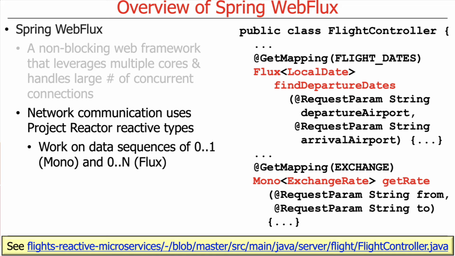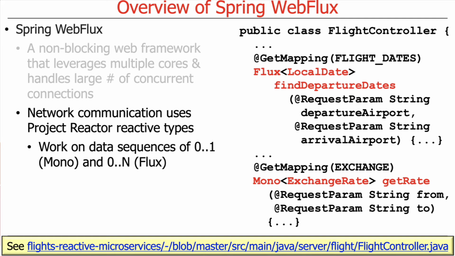So we might have an exchange rate service where you give it the currency that you're converting from and the currency you're converting to, and it gives you back a Mono of the exchange rate for that particular currency. So that would be an example of a Mono. You get back a reactive type object that will emit the result once it's computed.